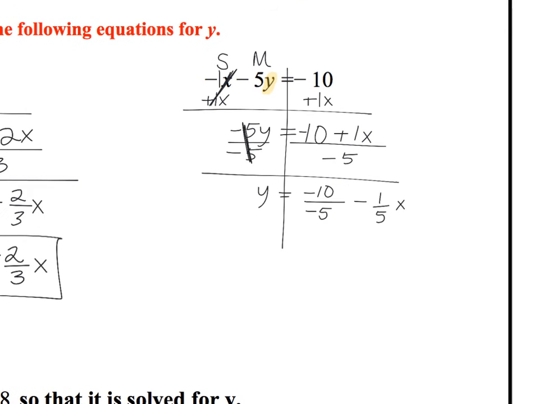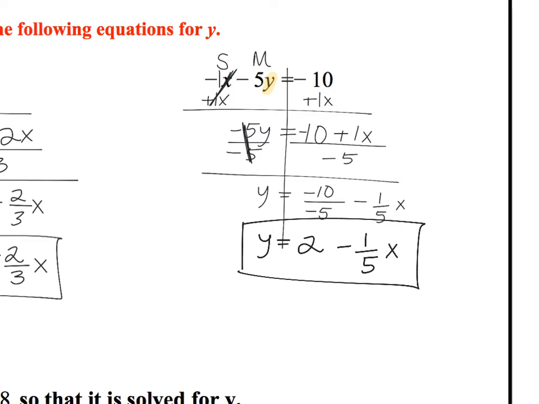Can 1/5 get any smaller? No. But what is negative 10 divided by negative 5? 2. So we're going to rewrite that as y is equal to positive 2 minus 1/5 x. And that is your answer. You leave it like that.